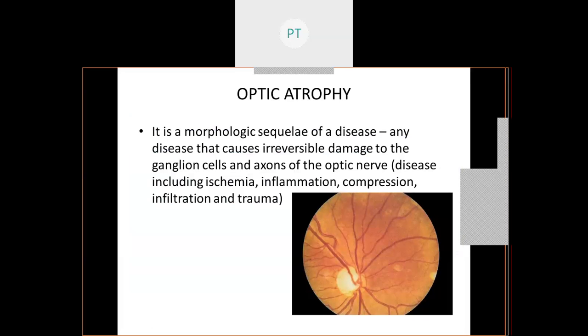Optic atrophy. The term is usually applied to any condition of the disc following degeneration of the optic nerve in any part from the retina to the lateral geniculate body. So it is a morphologic sequela of any disease which can cause irreversible damage to the ganglion cells and the axons of the optic nerve. These diseases can include ischemia, inflammation, compression, infiltration, and trauma. So have a look at this optic disc. You see the normal color is not seen. It is very pale, as you see here.